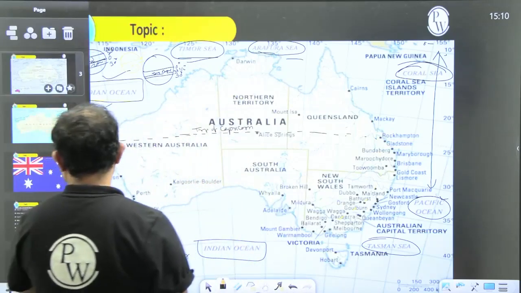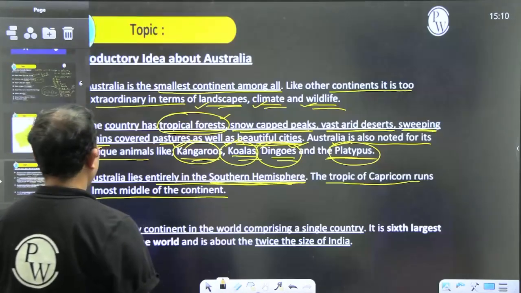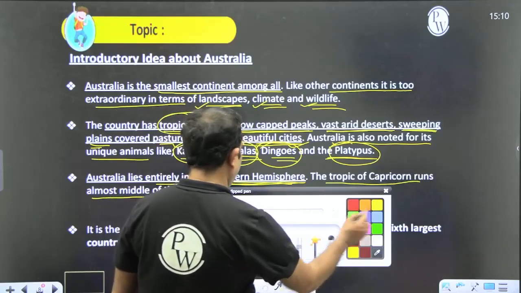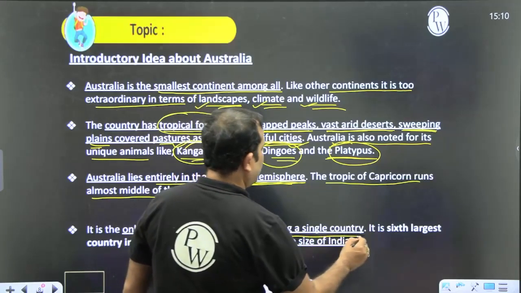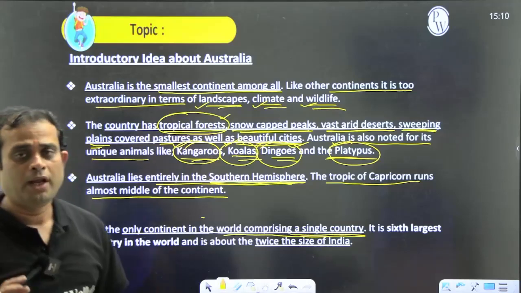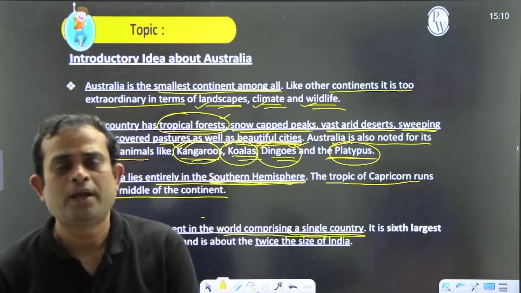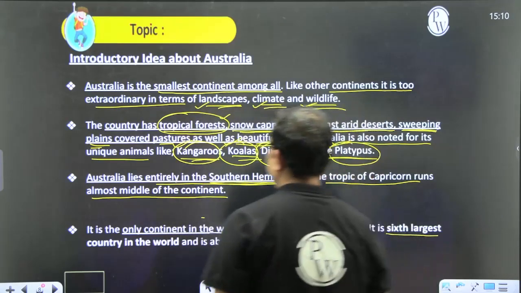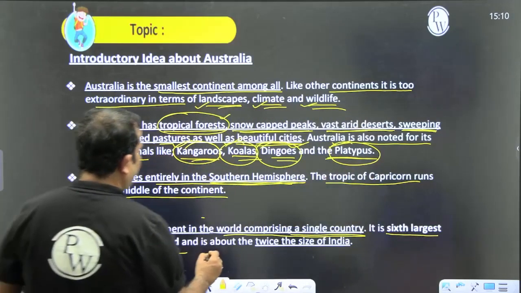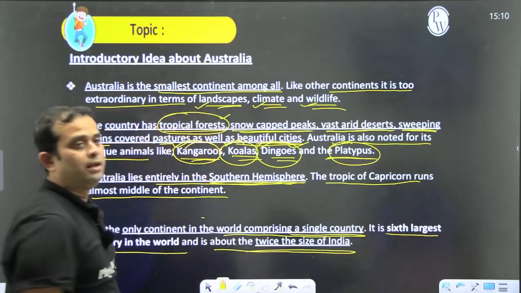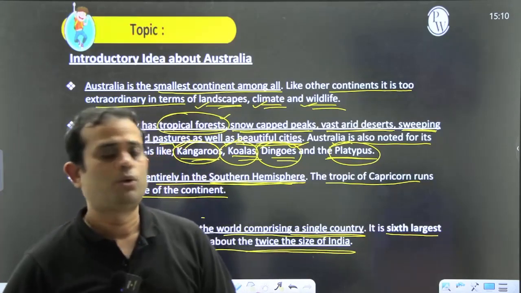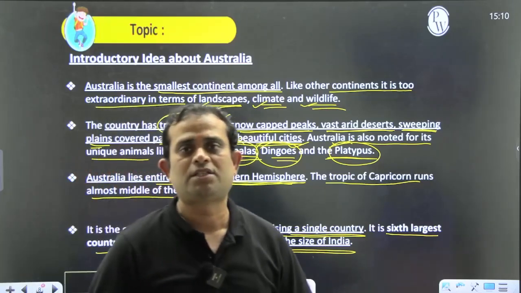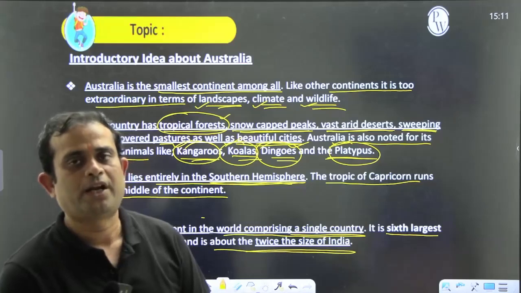Next we will see that it is the only continent in the world comprising a single country. It is the only continent which is also a country. It is the 6th largest country in the world and is about twice the size of India. Australia is the 6th largest country in the world.